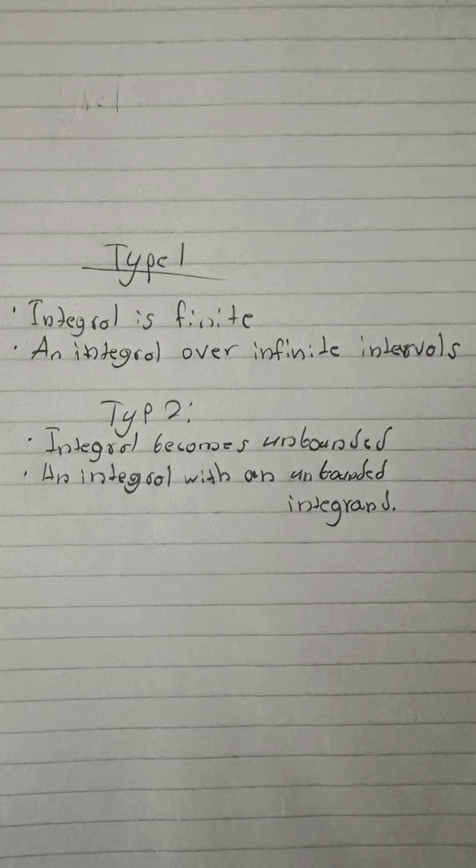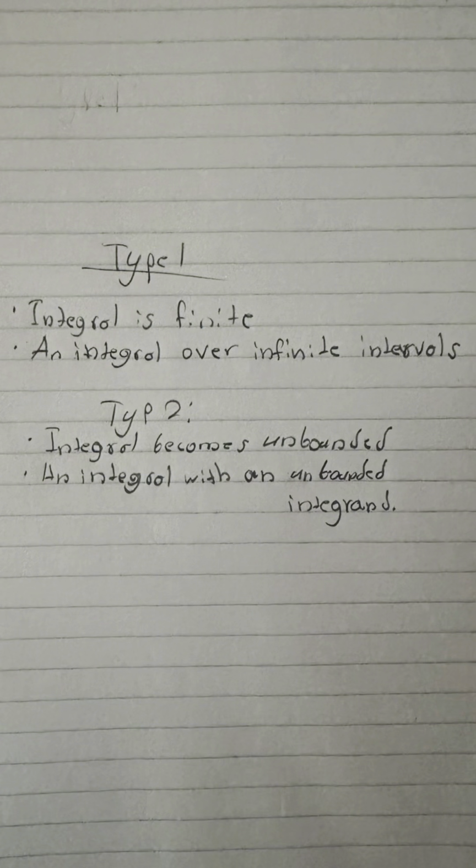Today I'll be talking about improper integrals with discontinuous integrands. Alright, so an improper integral is an integral that breaks the usual rules for a definite integral in one or two ways. Either the interval is infinite, or the integrand becomes unbounded, which means it blows up somewhere on the interval. We call integrals over infinite intervals type 1, and integrals with an unbounded integrand type 2.